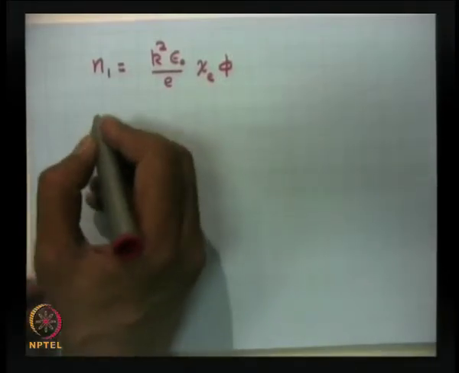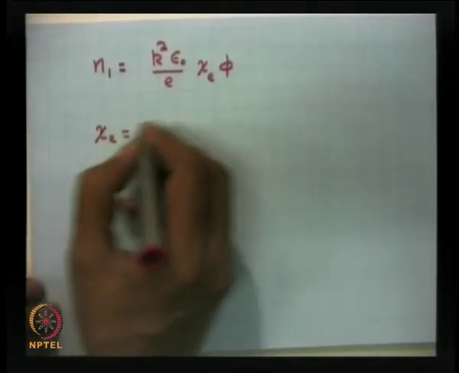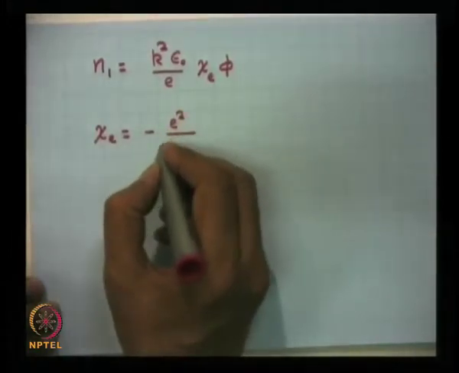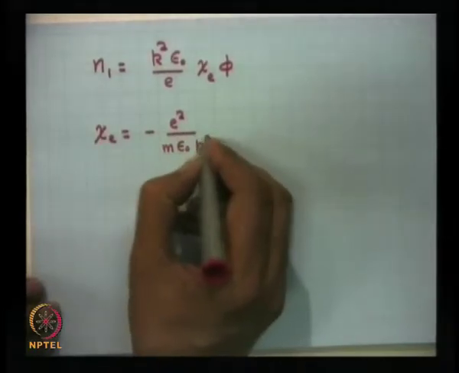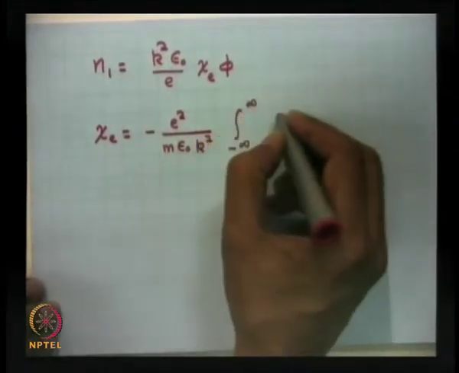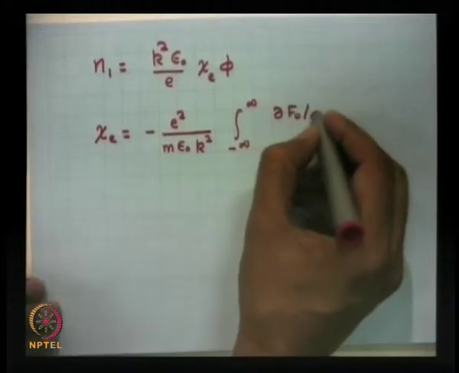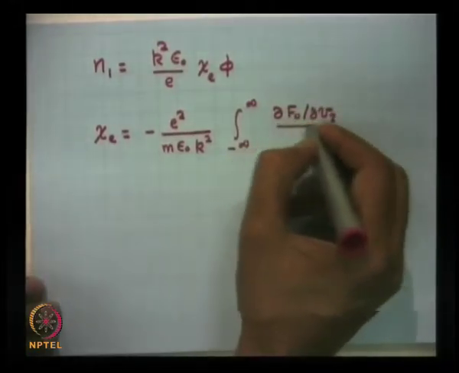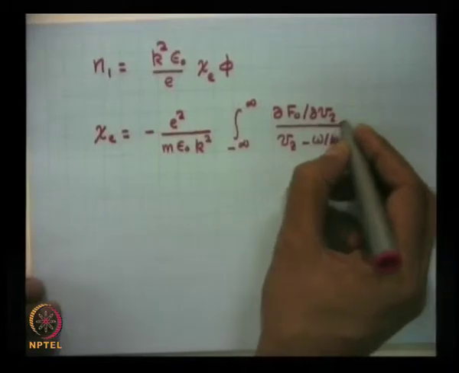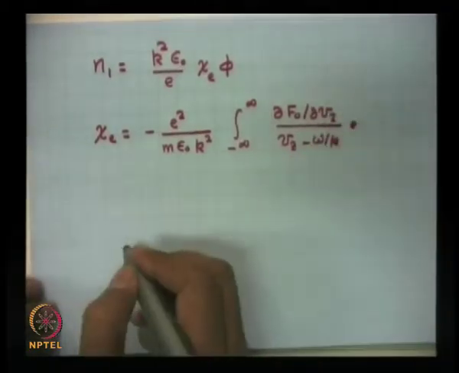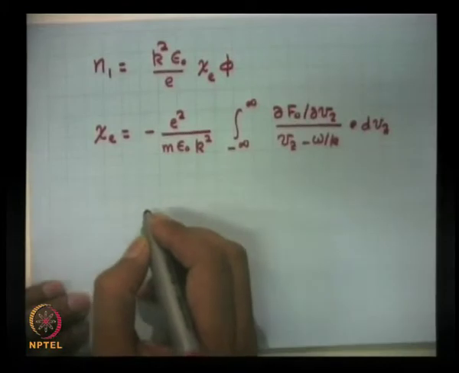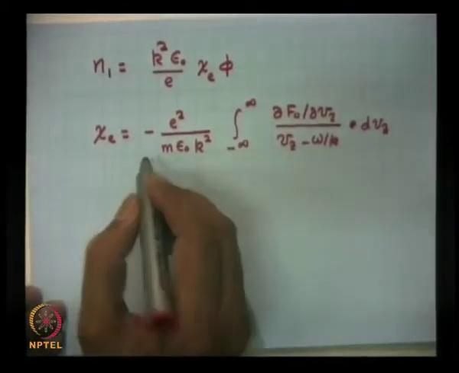And the expression for chi e then is equal to minus e square upon m epsilon 0 k square, integral minus infinity to infinity, delta F0 by delta Vz divided by Vz minus omega by k, dVz. This is the expression we had written last time.